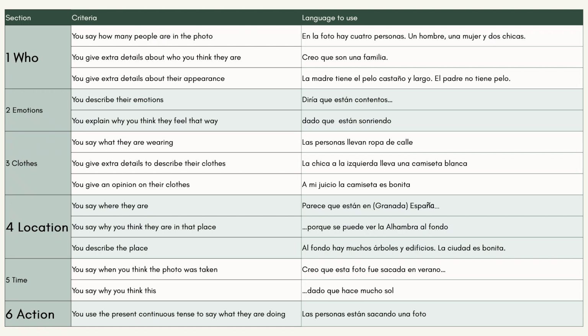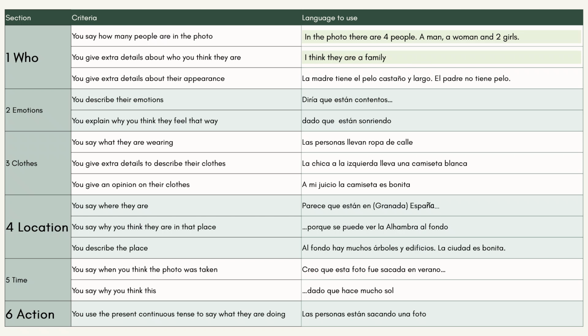Okay, so our answers are as follows. En la foto hay 4 personas, un hombre, una mujer y 2 chicas. In the photo there are 4 people, a man, a woman, and 2 girls. And giving that extra specific detail about who they are is an easy way to add detail, and it makes you look good. Creo que son una familia. I think they are a family. Again, very easy way to add extra information. You're speculating. People like when you do that. You're making evaluations based on what you can see.